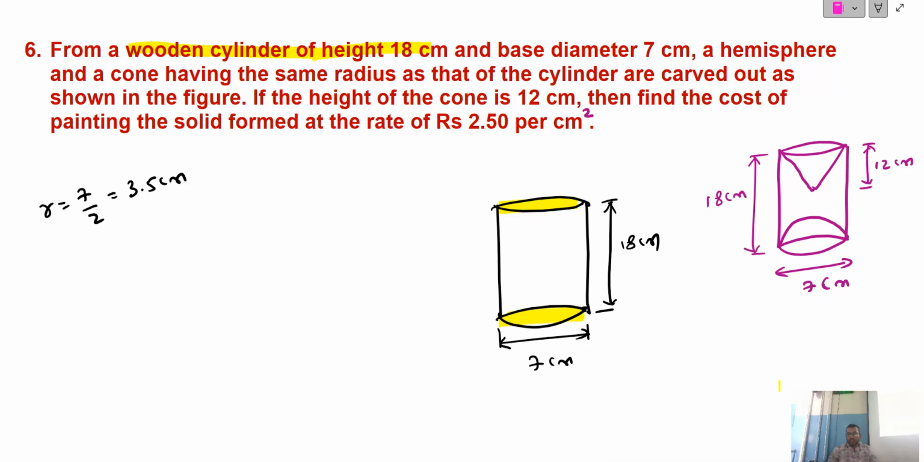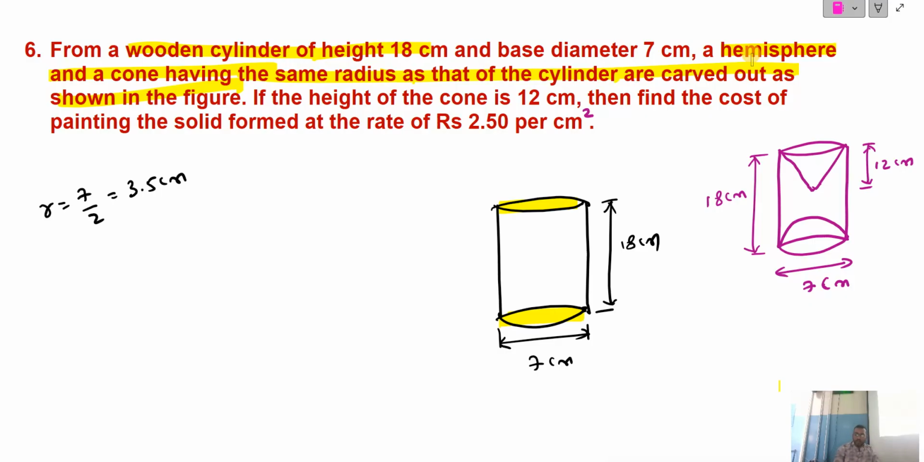Now you can see the figure. Understood? We have one cone, one cylinder, one hemisphere. All three diameters are the same. So we can say the radius is 3.5 centimeter. Then they are saying that a hemisphere and a cone having the same radius as that of the cylinder are carved out as shown in the figure. What is the meaning of carved out? Observe here. I'll tell you.